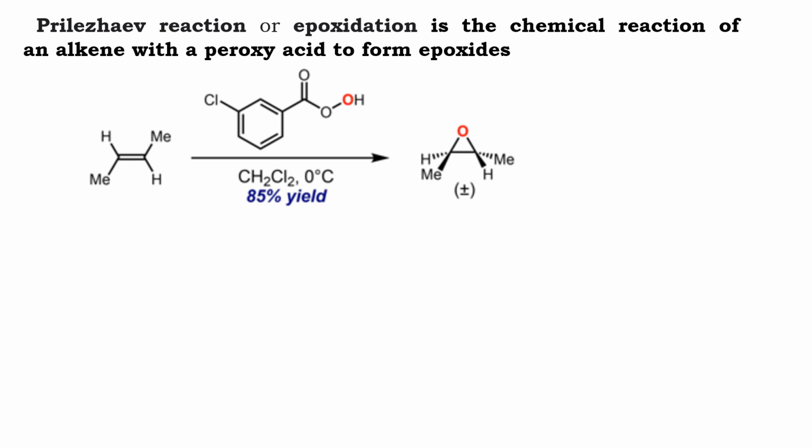Next reaction is the Prilezhaev reaction. It is simply a basic reaction where an epoxide is obtained. What is an epoxide? An oxygen linkage between two carbon atoms, or a heterocyclic compound with two carbon atoms and an oxygen atom in a triangle shape. That is an epoxide.